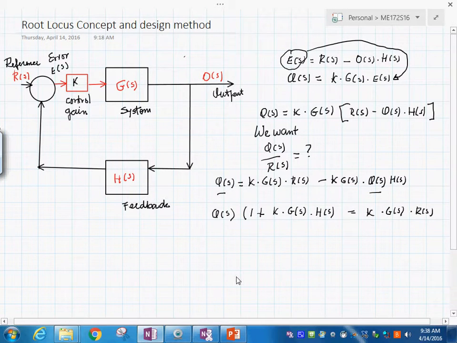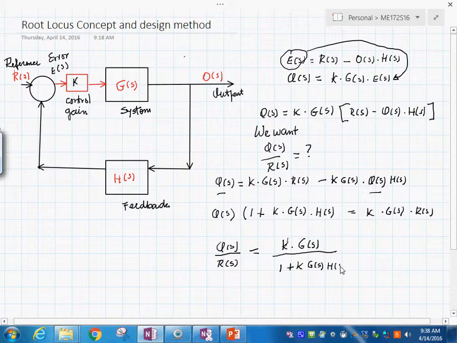So from here you can very easily conclude that the transfer function that we are looking for between the output of S and the input, which is over here, is obviously equal to K times G of S divided by 1 plus K times G of S times H of S.